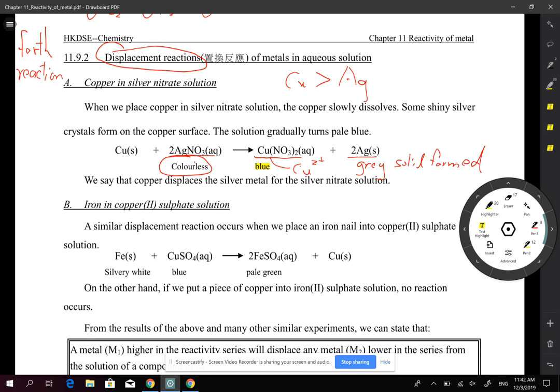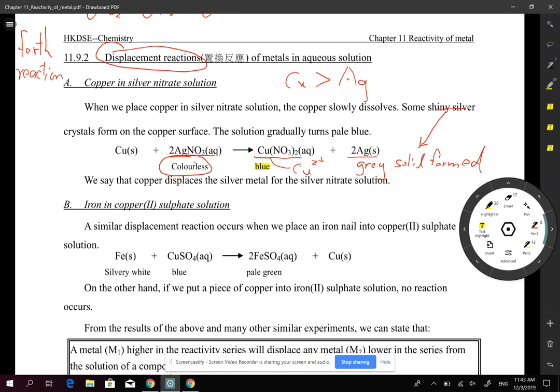Actually, that is not quite accurate. It is not shiny silver. Usually it is gray in color. Why? Because it will not form regularly and very smoothly. It will form in particle form, so it will not show a silver color, but instead a gray solid. Such a reaction will occur when you put a more reactive metal into a less reactive metal compound.